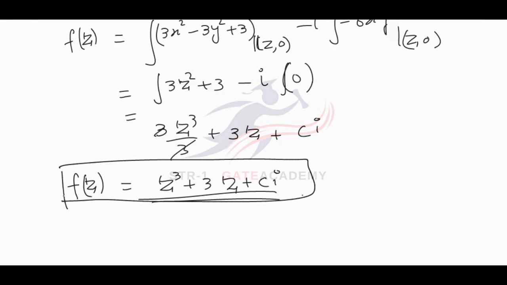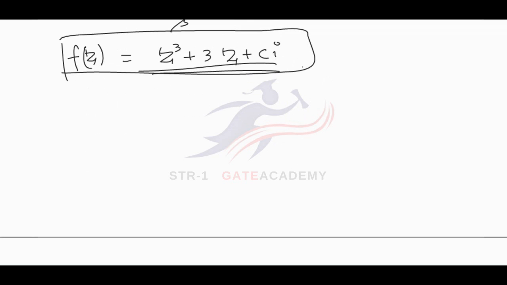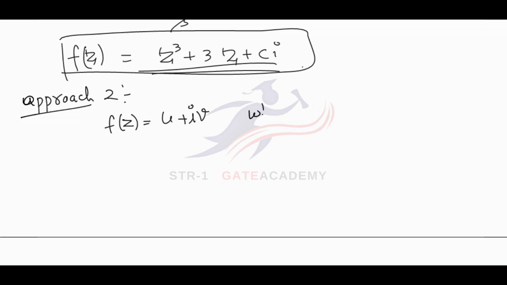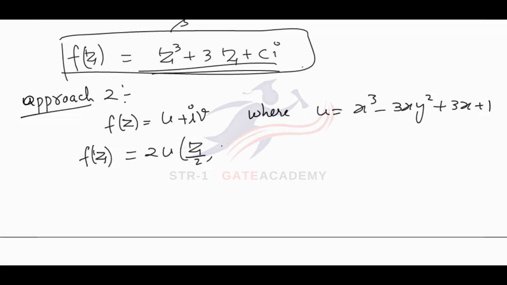Now let us do the same analysis with approach 2. What is approach 2? I said direct shortcut. What was the shortcut? We said that f(z) is equal to u plus iota v, right? Where u is given to you as x³ minus 3xy² plus 3x plus 1. So you want f(z). F(z) is directly, I told you, 2u of (z/2, z/2 iota) minus u(0, 0).